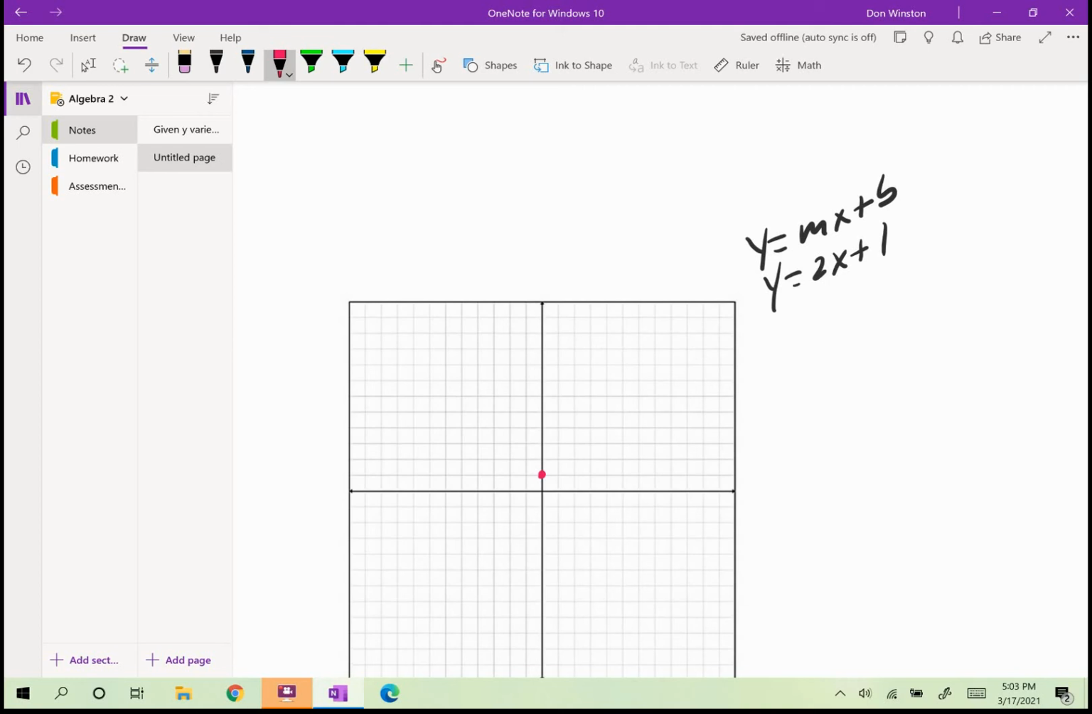When x is 0, 2 times 0 is 0 plus 1, so my y-intercept would be 1. And then my slope would say go up 2 over 1, and that will be my linear equation. So y equals 2x plus 1. So we initially began with linear functions.